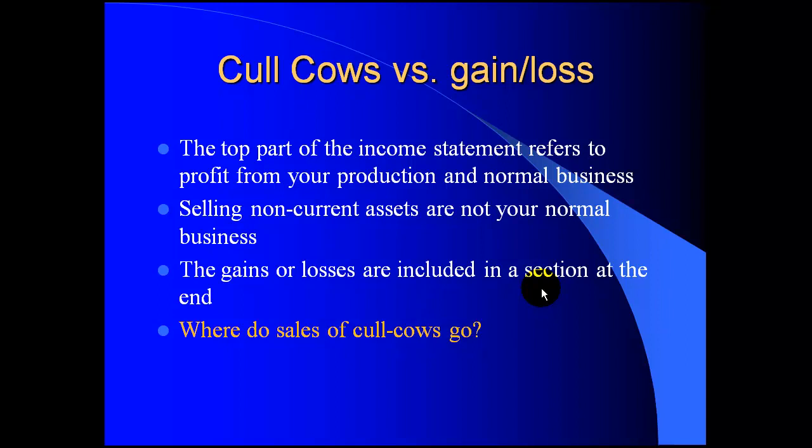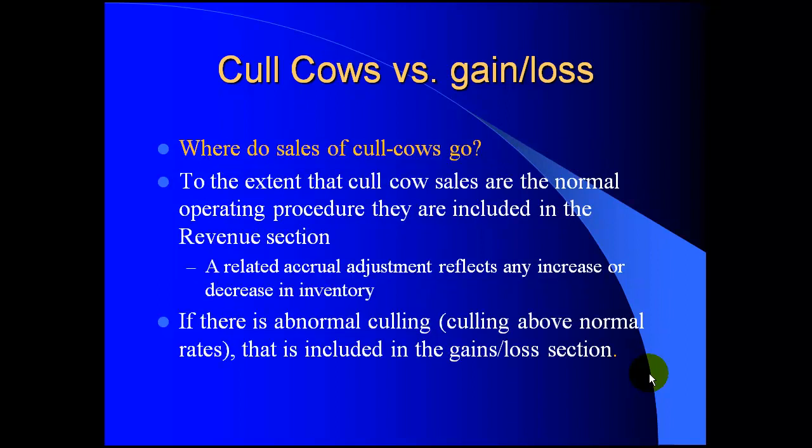Cull cow sales are something that would normally happen every single year. So to the extent that they would normally happen every year, it should go on the top part of that income statement in the revenue section. And only if it's something unusual like a herd reduction should it go at the bottom of the income statement.